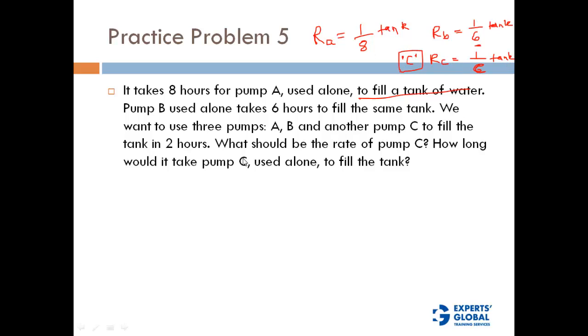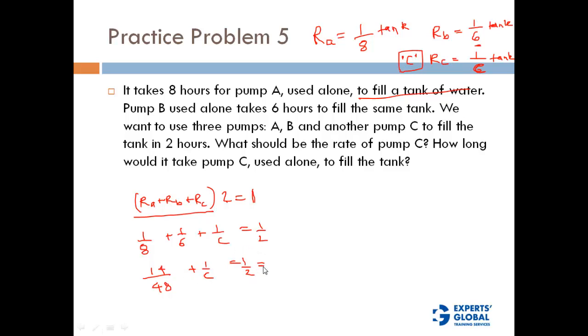Okay. And when all three are used together, that means RA plus RB plus RC, it takes them 2 hours to fill the tank. So this is the equation we get. This is the amount of tank that gets filled in 1 hour. We do it for 2 hours and we get the entire tank full, right? So let's put the values here. What we get is 1/8 plus 1/6 plus 1/C is equal to half, right? So what is this? This is 14/48 plus 1/C is equal to half. So half can also be written as 24/48, correct?